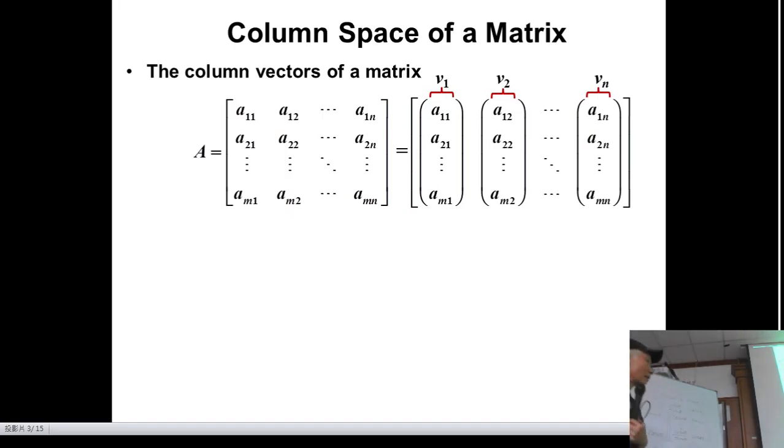Now, assume I have a matrix, and this matrix has n column vectors. So this is column vector 1, column vector 2, column vector n. So this is column 1, column 2, to column n. So these are the column vectors of the matrix. That's how we define column vectors. Like the eigenvector matrices, those are column vectors. All right.